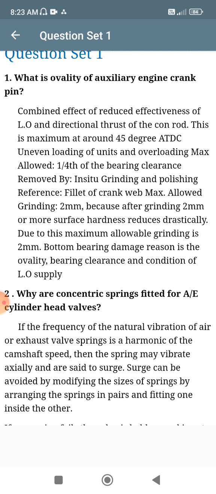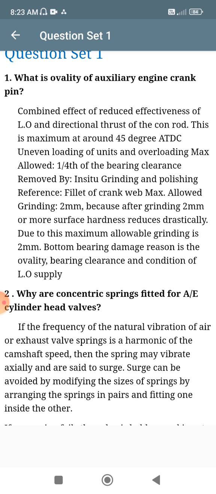Reference means the fillet of the crank web, and the maximum allowed grinding will be 2 mm. Maximum allowed grinding will be 2 mm. We have to understand that after grinding 2 mm or more, the surface hardness will reduce drastically. Due to this, the maximum allowed grinding is 2 mm.